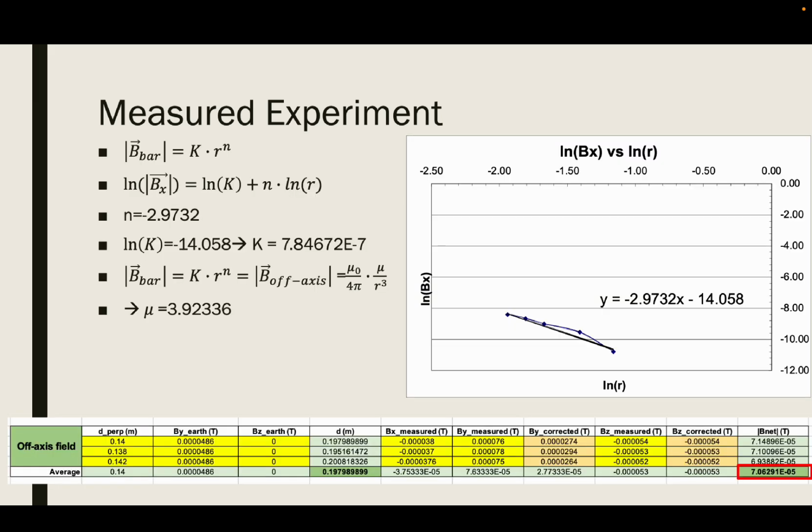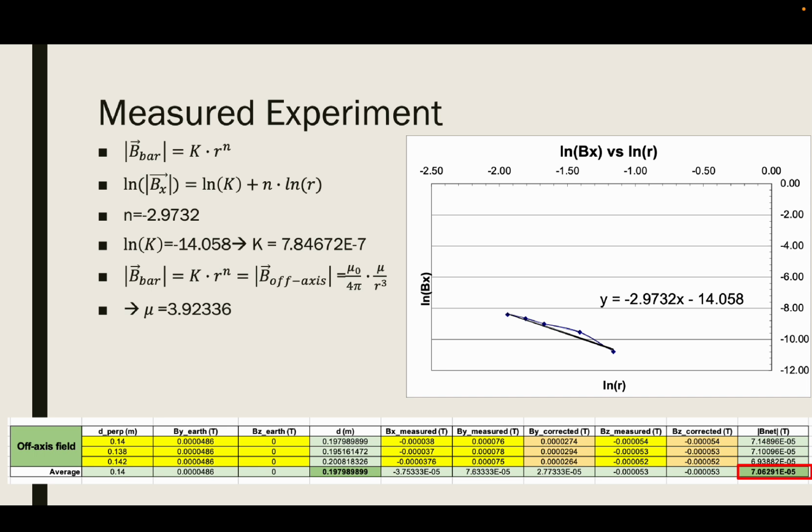We plotted the results on the previous slide and got the regression line. By applying logarithm, B equals K times r to the n can be transformed into ln B equals ln K plus n times ln r, which is the regression line shown on the right. So we can calculate K and n. K equals 7.84672 e-7 and n equals negative 2.9732. By plugging K back into our equations for off-axis magnetic field, we can solve for mu, which is 3.92336, and we'll need this number for the coding part.